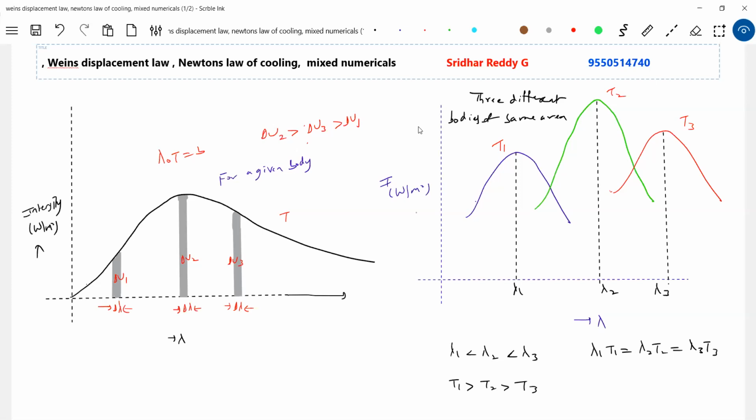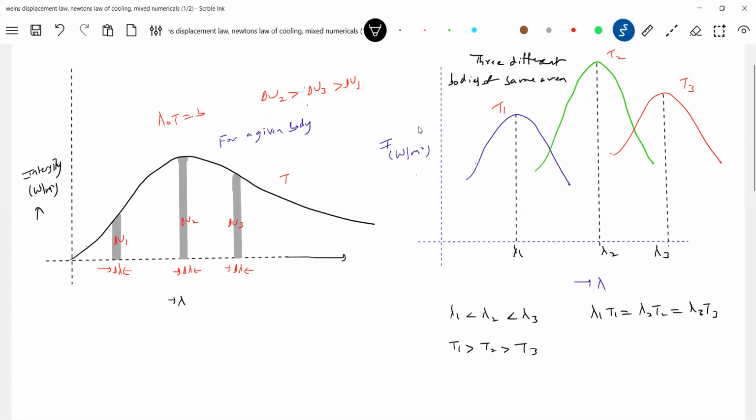Okay, next, what about the total energy of a body? The total energy of a body, according to Stefan's law, depends on what? Emissivity, area, and also the temperature. Can you remember this formula? U is equal to, what is the formula we have? The total energy radiated per unit time, or say power, proportional to E A T to the power of 4. What is E? E is emissivity.